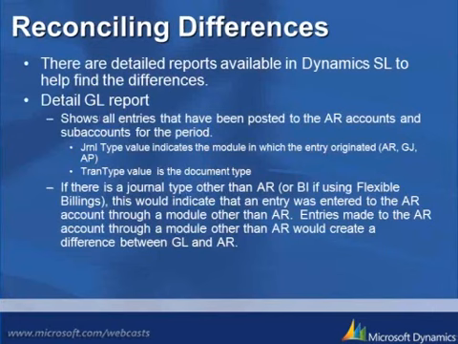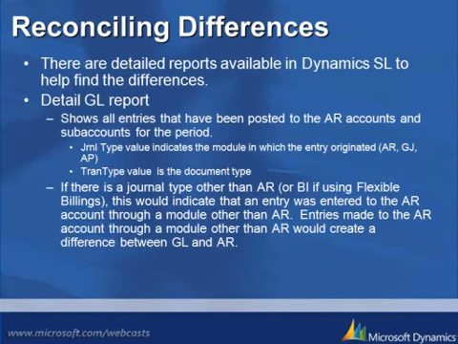There are various detailed reports that are available in Dynamics SL to help us find these differences. We can print the detailed general ledger report out of the general ledger module, and this is going to show us in detail all of the entries that have been posted to your AR account and sub-account for the period. On that report, there is a journal type field that lists the module that the entry originated in. So it could be accounts receivable, it could be general ledger, it could be accounts payable.